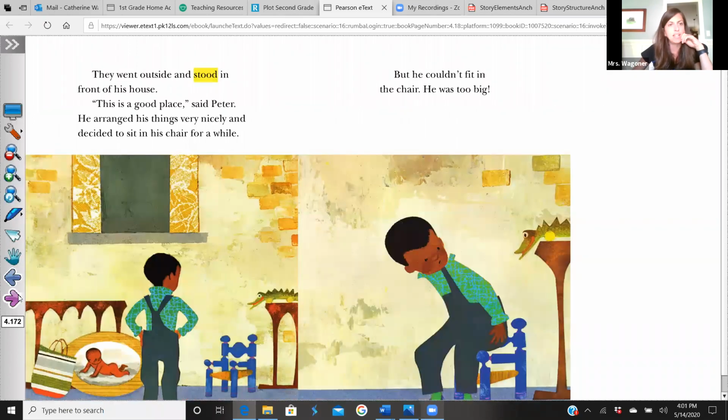They went outside and stood in front of the house. "This is a good place," said Peter. He arranged his things very nicely and decided to sit in his chair for a while. But he couldn't fit in the chair. He was too big.